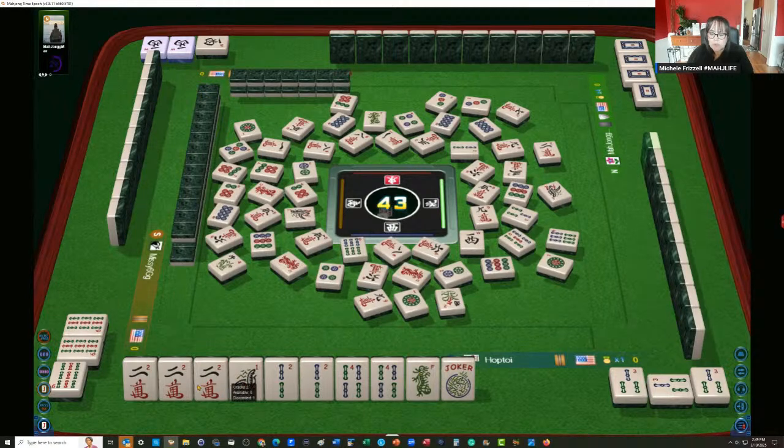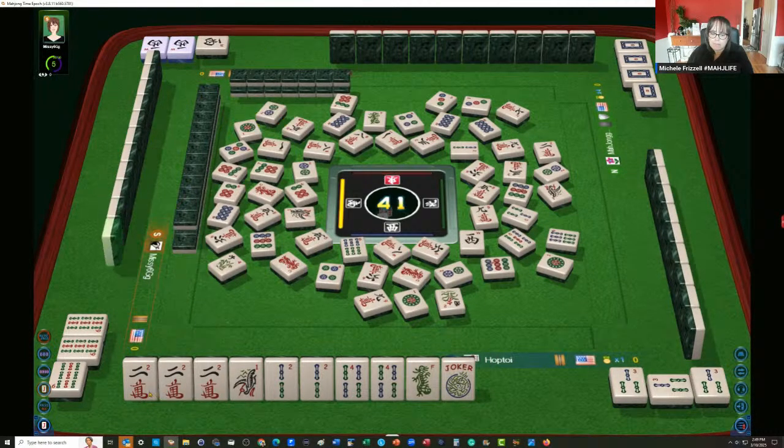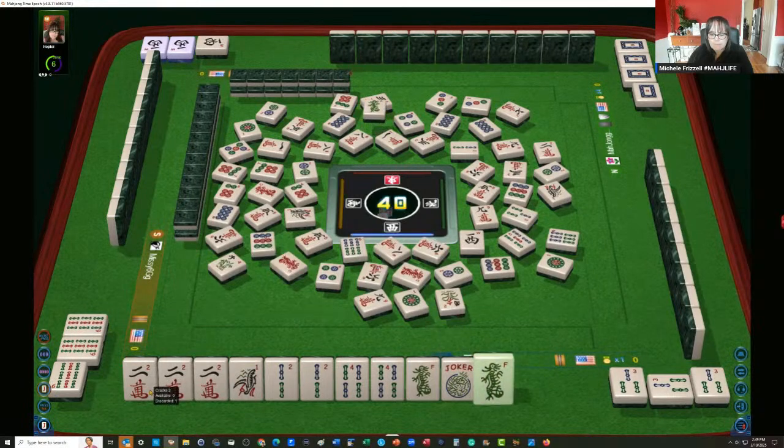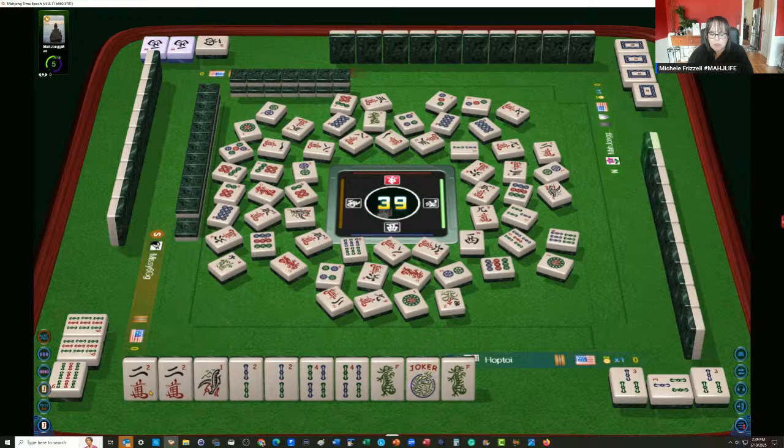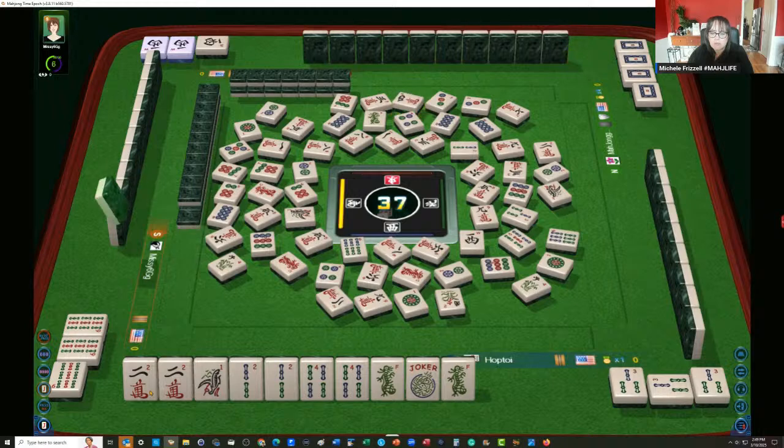We need to let these 2s go over here on the left. 2 dots. Okay, so what are they doing over there? 2 dots. Three characters. Dragon. 2 characters. Okay, nobody wanted the 2 crack. Flower. Oh, we're in a really tight spot here. There's only 1 more 1 bam. 4 characters. And we need it for a pair. This is very risky. Flower. We need that 1 bam.